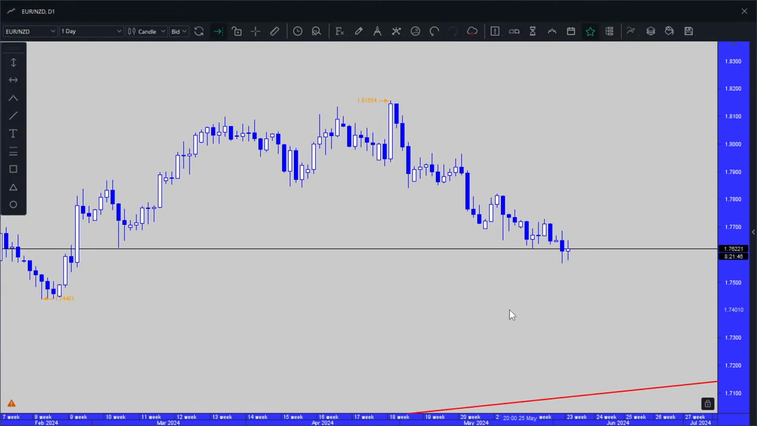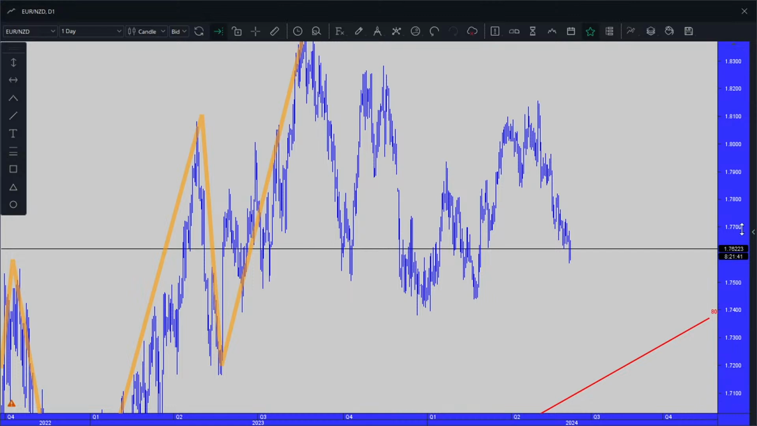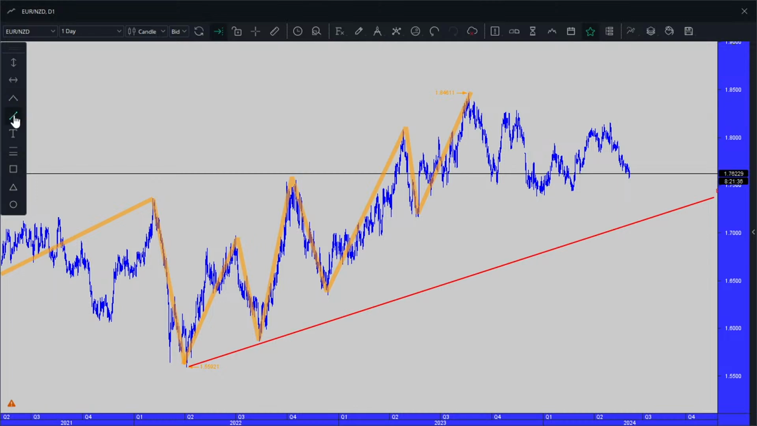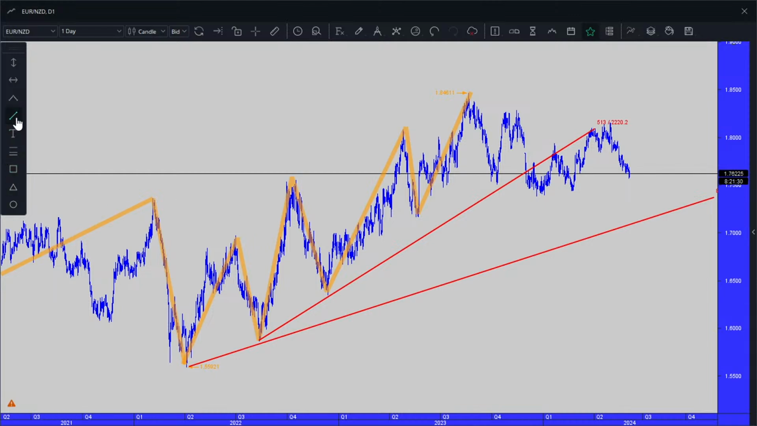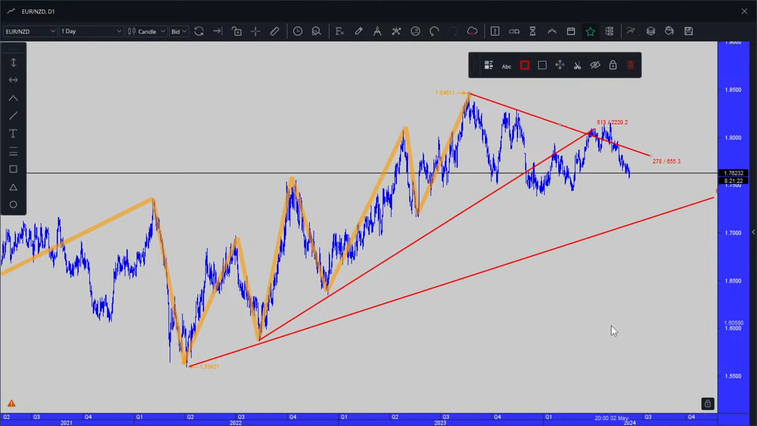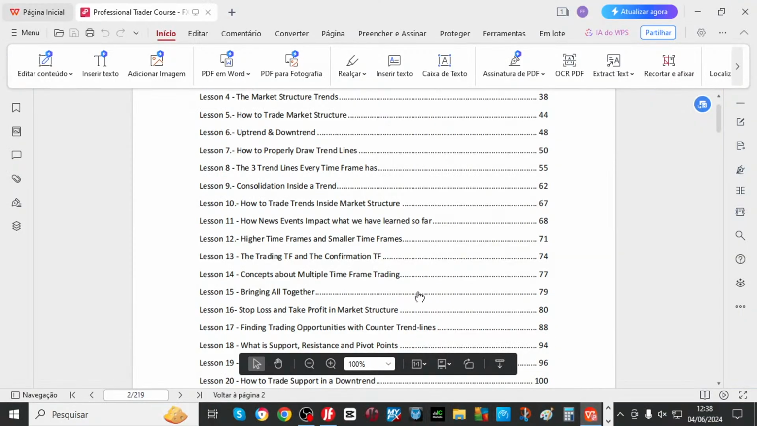everybody, should you buy Euro New Zealand on the daily chart or should you sell Euro New Zealand on the daily chart? What should you do? Should you buy Euro New Zealand on the daily chart or should you sell? Boss, I don't understand the question.